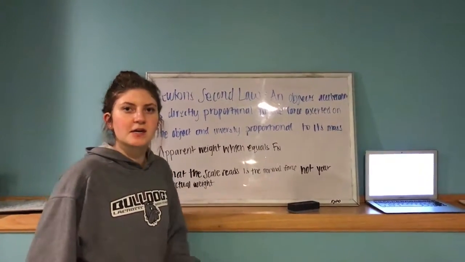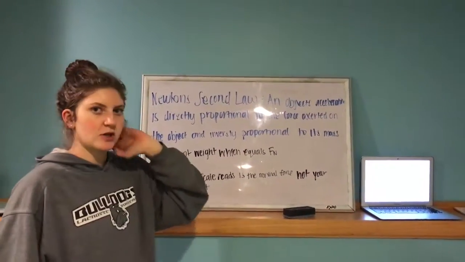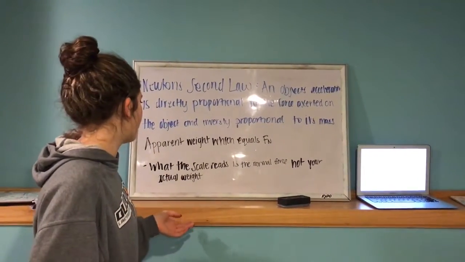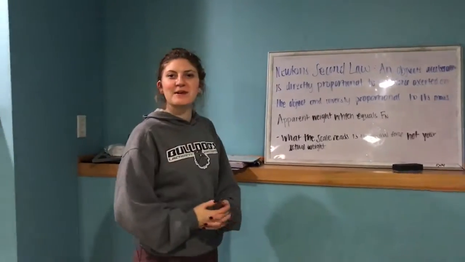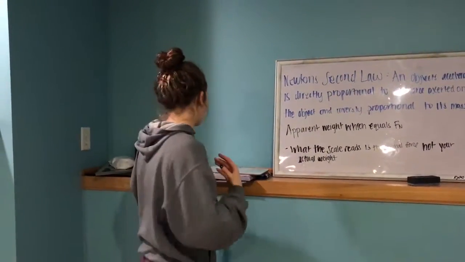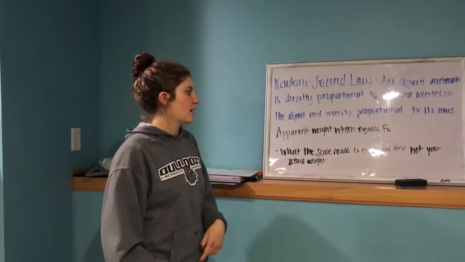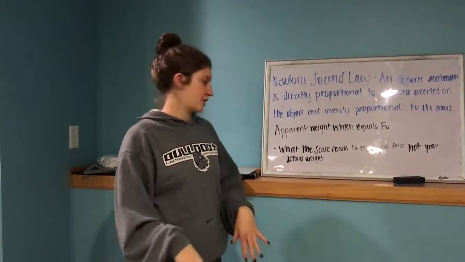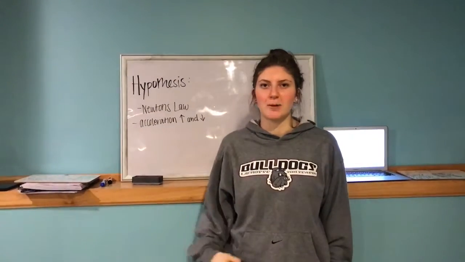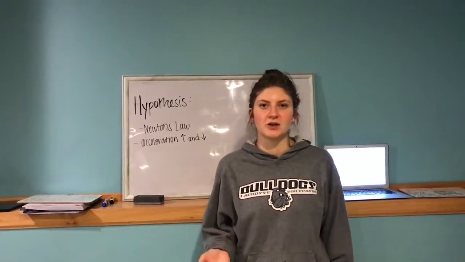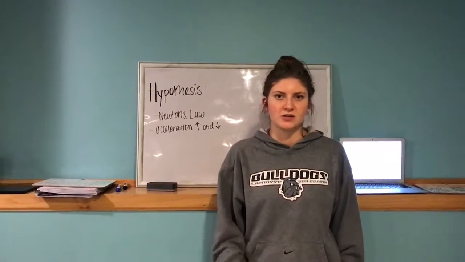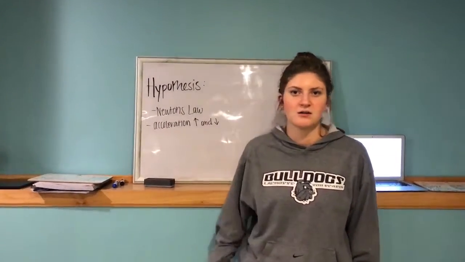What the scale reads is your apparent weight, which also equals Fn, but it's not your actual weight. Your apparent weight can change: when accelerating upwards, your Fn grows, and when accelerating downwards, your Fn shrinks. If the elevator is accelerating upwards, then the mass of the person will increase, and when the elevator is decelerating, then the person's mass will also decrease because of Newton's second law.